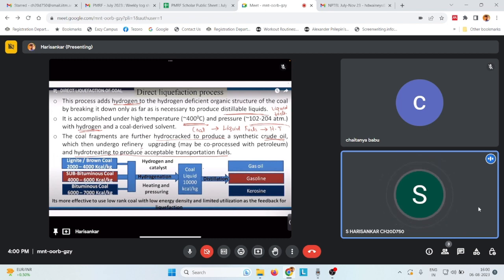So, just the schematic. We have three different kinds of coal: lignite, subbituminous, and bituminous coal. We use hydrogen to hydrogenate or liquefy this coal to produce this coal liquid, which has a calorific value of 10,000 kilocalories per kilogram. And we can further process it like how we process a crude oil. How we process crude oil is that we basically just distill it based on the boiling ranges. Based on boiling ranges, we can get gas oil, which is basically diesel, gasoline, which is basically petrol, and kerosene.